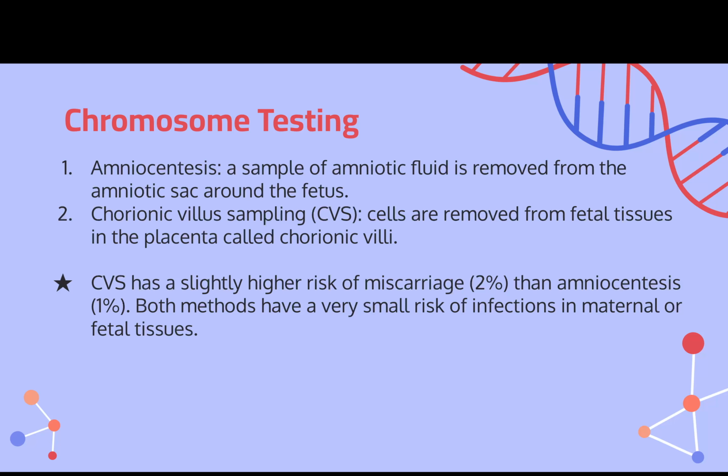Amniocentesis is when a sample of the amniotic fluid in the amniotic sac, when a mother is pregnant, is taken from around the fetus, and then that sample is used to do the genetic sequencing to see the chromosomes. And then the other type of chromosome testing is the chorionic villus sampling, where cells will be removed from fetal tissues in the placenta, called the chorionic villi, and this usually happens.